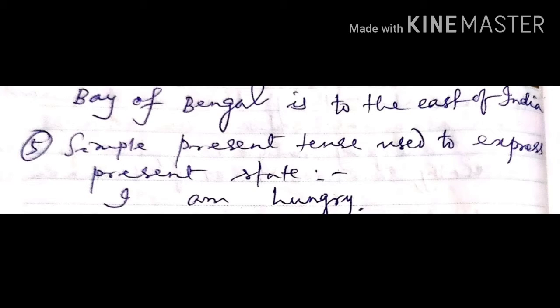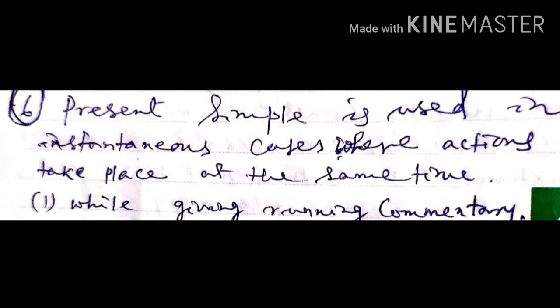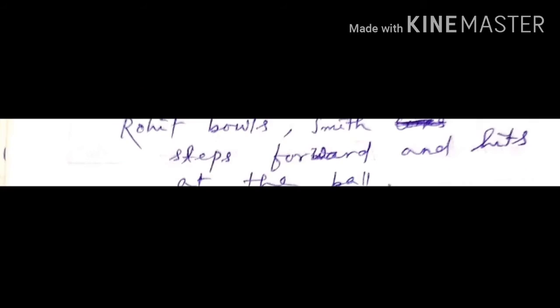Simple present tense is used to express present state. For example, I am hungry. Present simple is used in instantaneous cases where actions take place at the same time. For example, while giving running commentary of a match. For example, Rohit bowls, Smith steps forward and hits at the ball, and the ball goes to the boundary line.